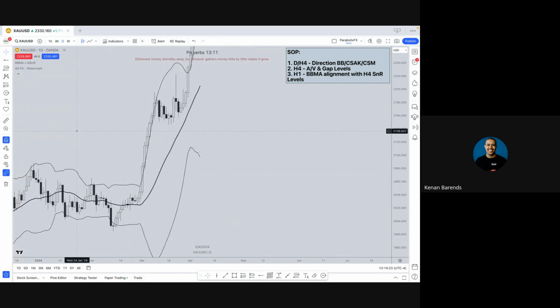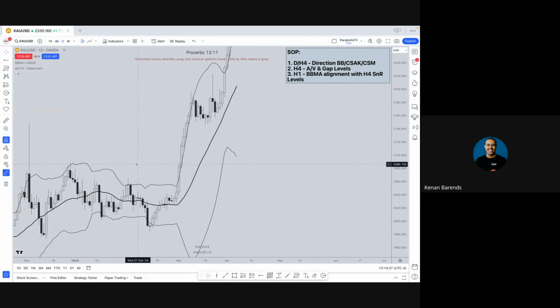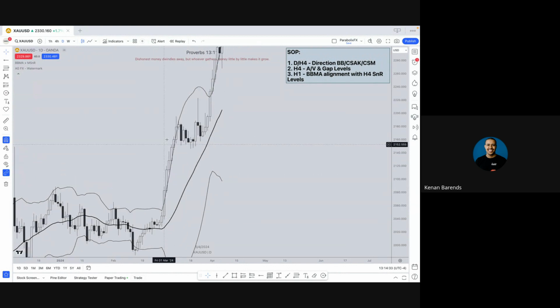Okay, so that's your Bollinger Bands. Very important, and you'll see in the system as we go ahead, and I'll show you how to use it. You'll see that these Bollinger Bands really are valuable in understanding the trend and where price will react from.